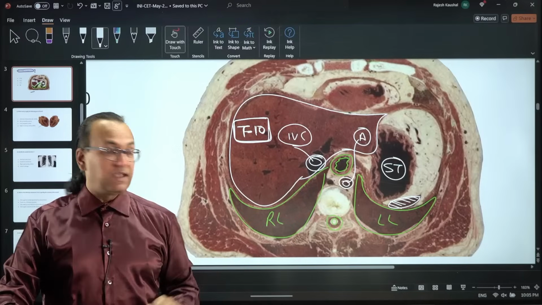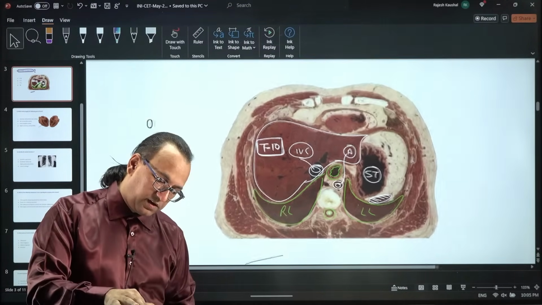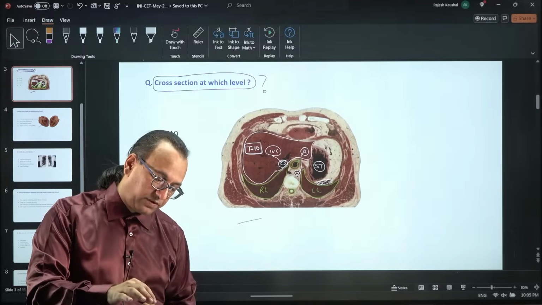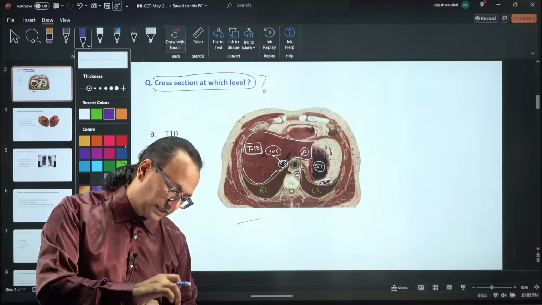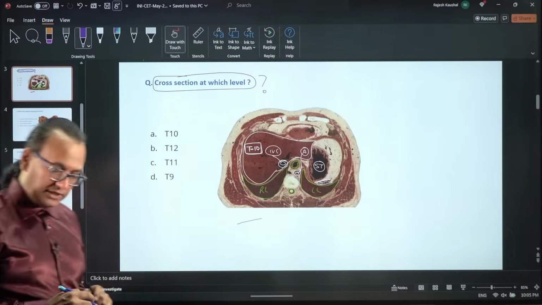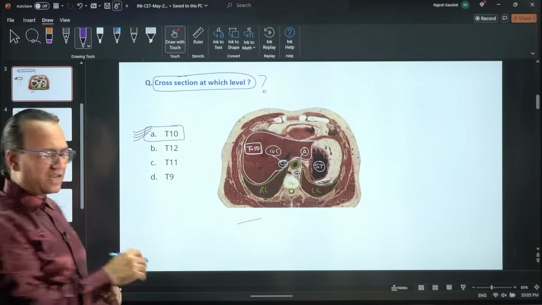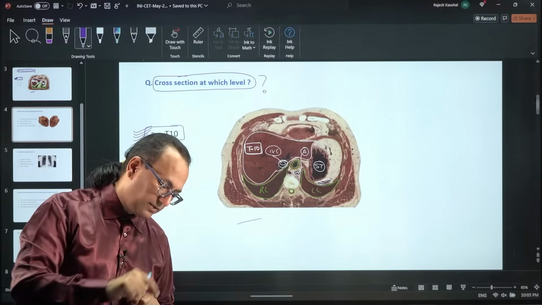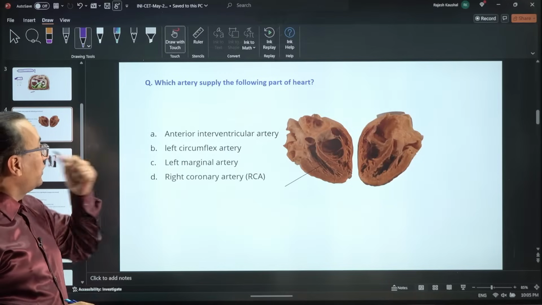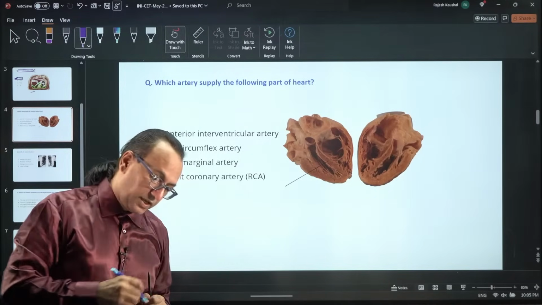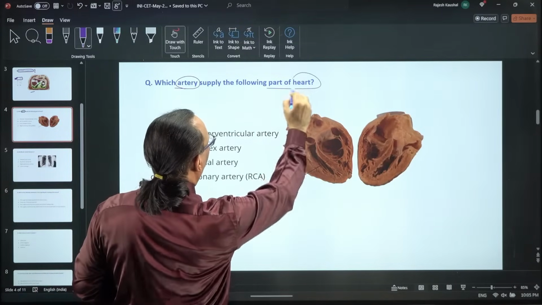If this was the question, if this was the image, it is T10. But I agree, maybe they could have given some other section, but if this was the section, then for this particular section I will take my answer as T10. Here I will take my answer as T10, and then we can plan some session where we can have more discussion. Now this is a question asking which artery is supplying the following part of the heart.